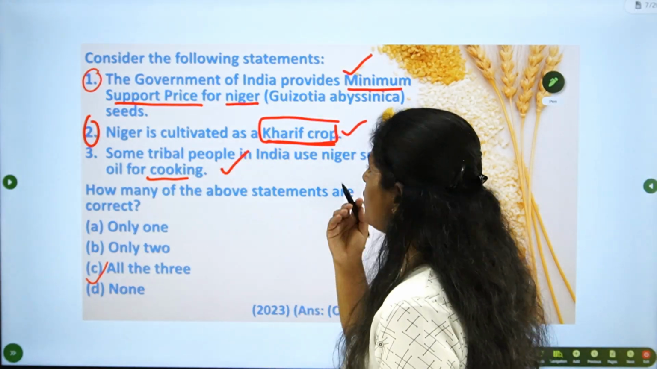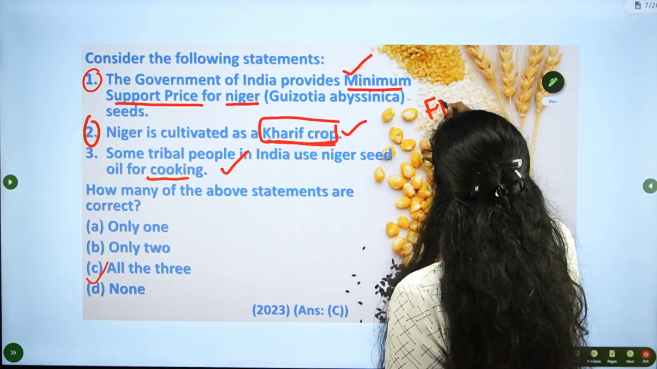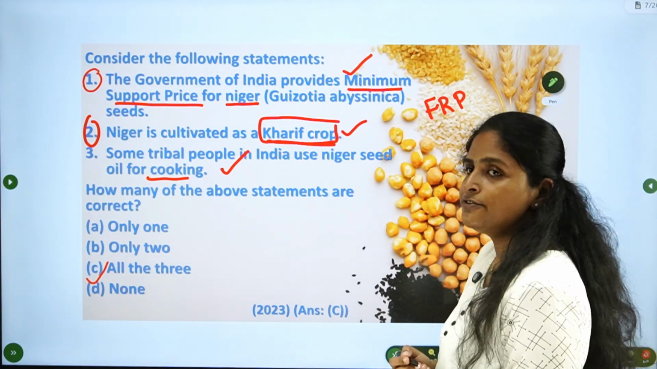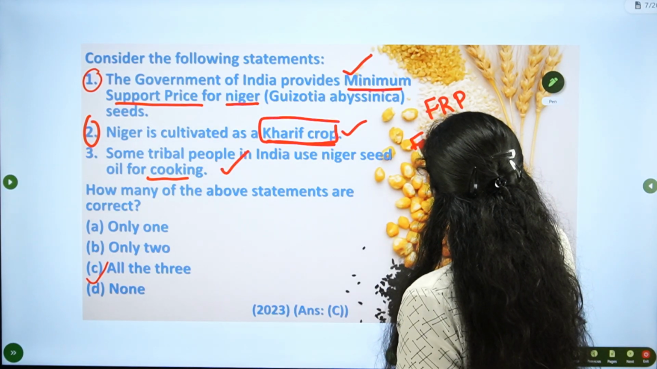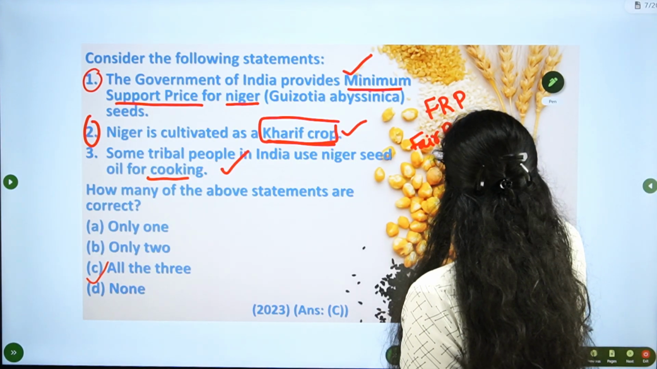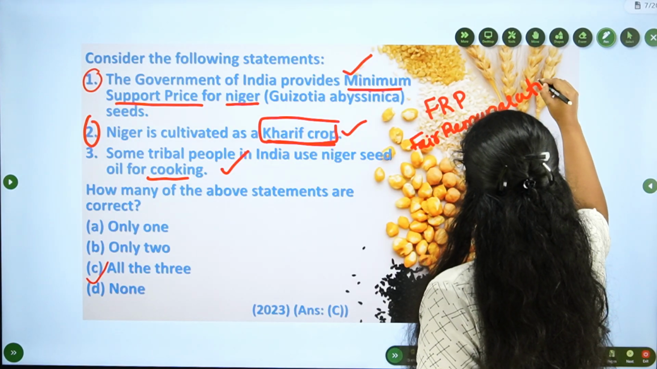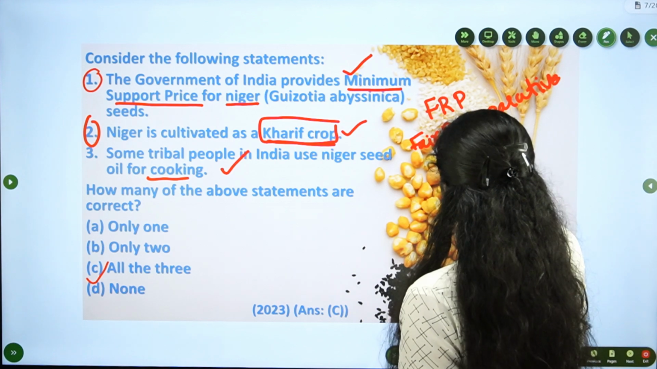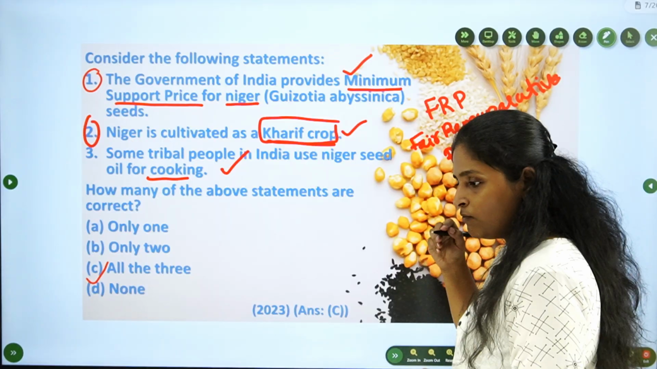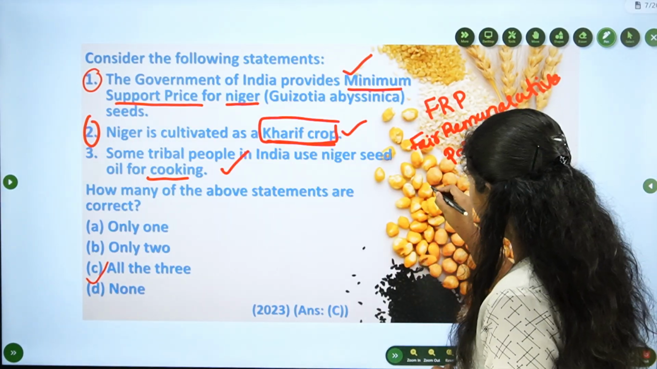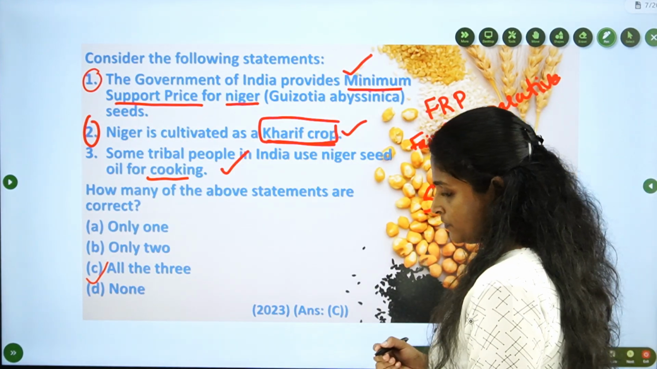When we discuss MSP, there is one more thing called FRP or Fair Remunerative Price. What is this fair remunerative price? This is somewhat like MSP but given to sugarcane, but in a different manner.